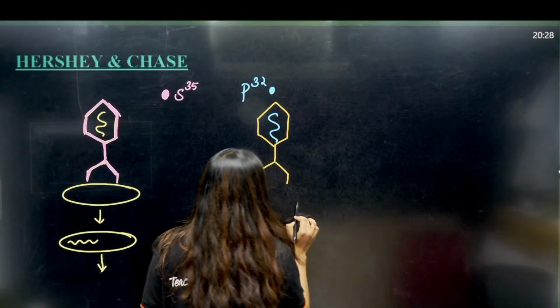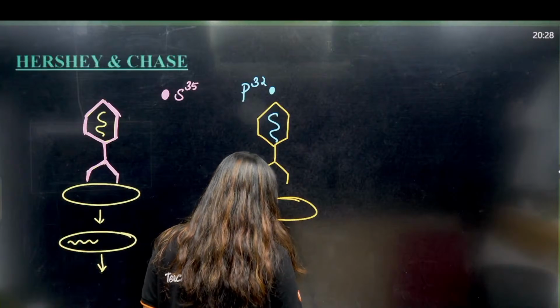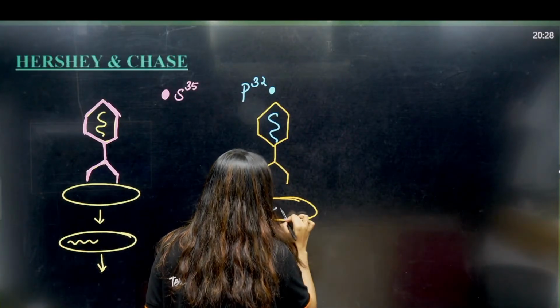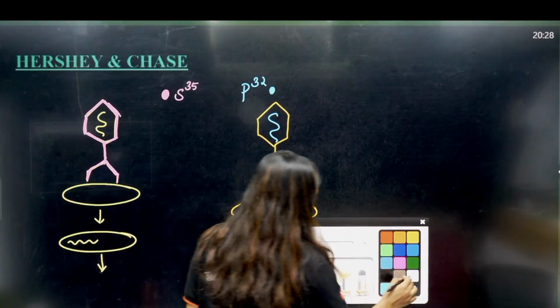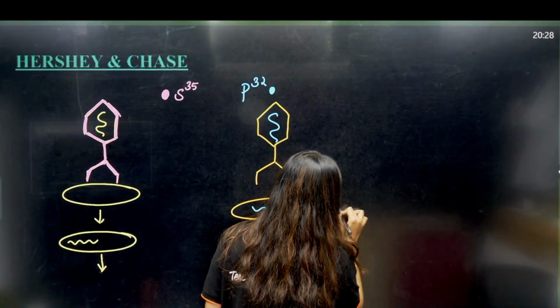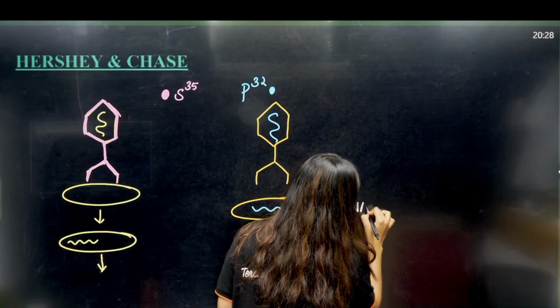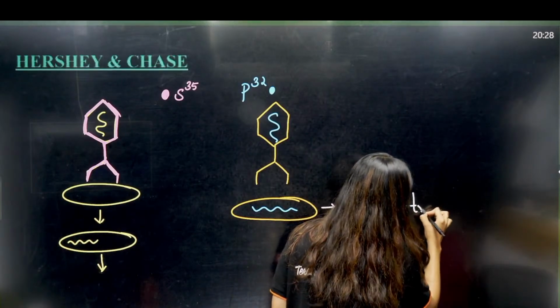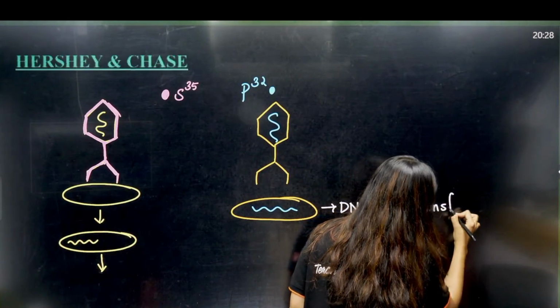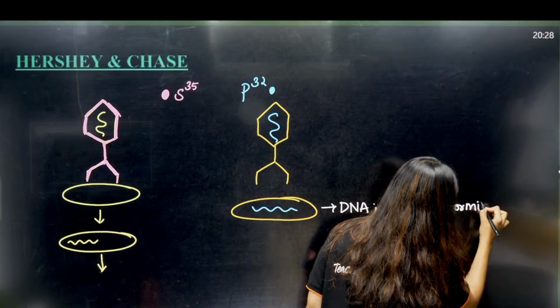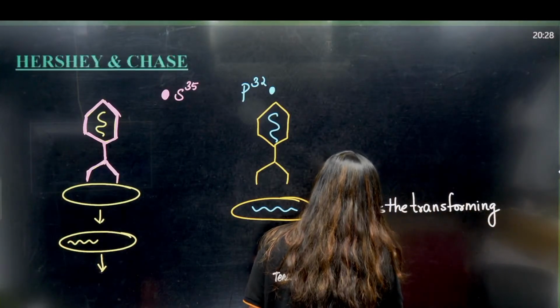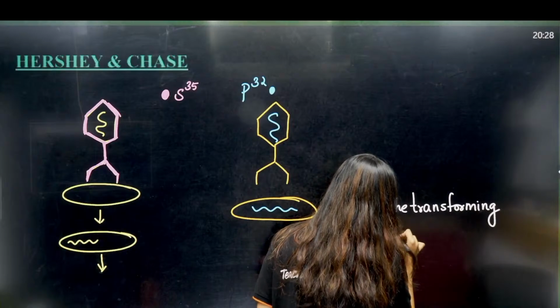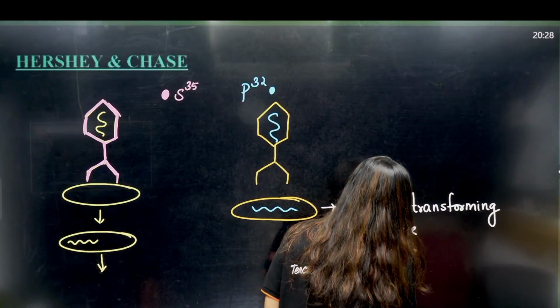And here I notice that this is the cell. Inside this cell, I notice radioactivity. That means genetic material is going to be DNA. DNA is the transforming principle. Clear to all of you?